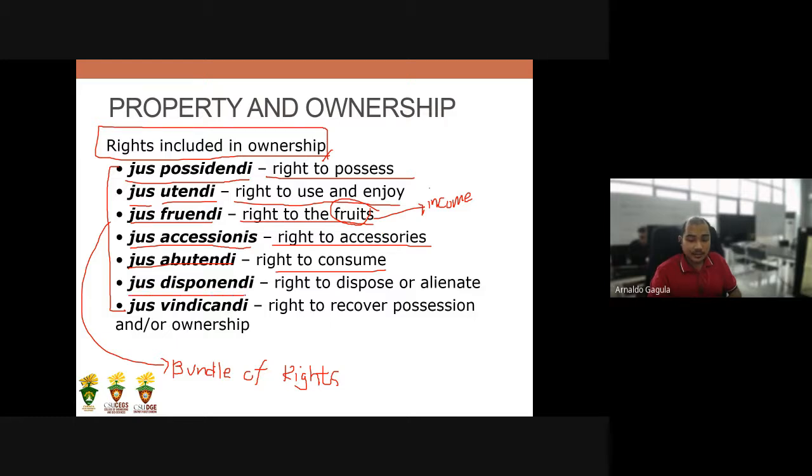Jus disponendi, or the right to dispose or alienate. Pwede mo ibaligya, pwede mo paliton. Jus vindicandi, the right to recover possession and or ownership. So, kung gusto nimo ibaligya, tapos kung gusto nimo balikon o kaya iprenda nimo sa specific nga person, then about sa time, gusto na nimo siya i-recover. So, you have the right for that because it is one of the bundle of rights sa property.